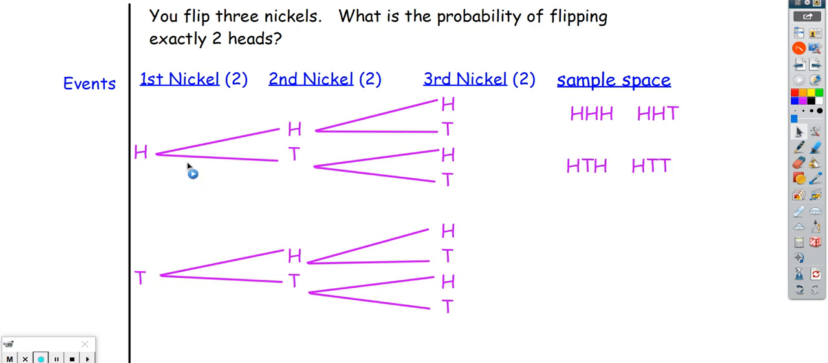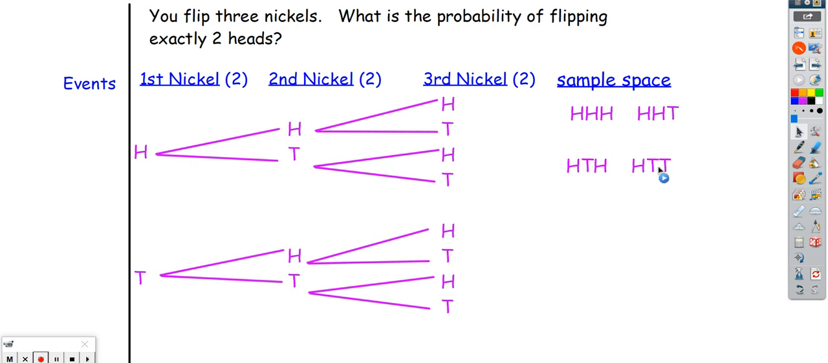Okay, let's look at more combinations in my sample space. I could flip a head on the first coin, a tails on the second coin, and a heads on the third coin. That's how I've got this right here. Or I could flip a head on the first coin, a tails on the second coin, and a tails on the third coin.